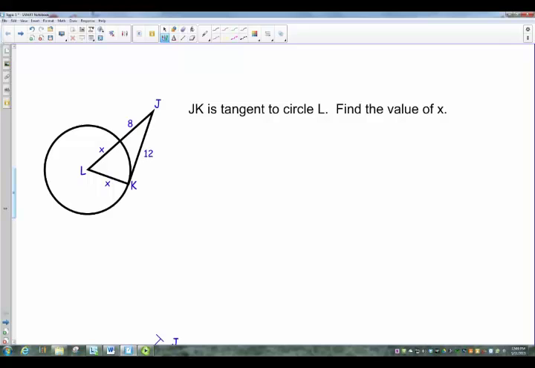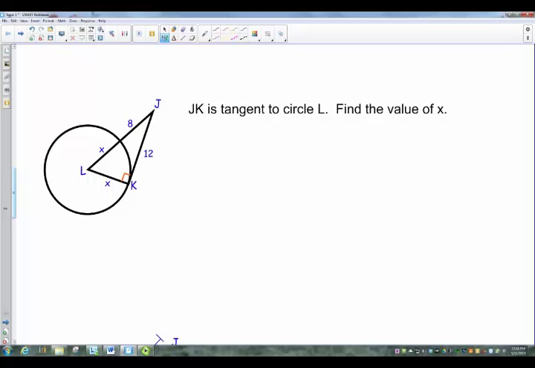Now the second thing here, it says JK is tangent to circle L. Find the value of x. So we're looking for x in this case, trying to figure out what that might be. We're going to use the same idea. Right now it tells us that JK is tangent, so that is definitely a right angle there.